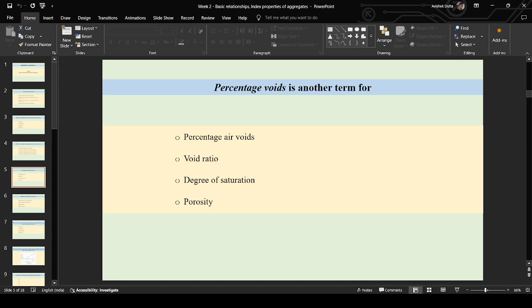I repeat the question. Percentage voids is another term for. The options are percentage air voids, void ratio, degree of saturation, or porosity. Next question.